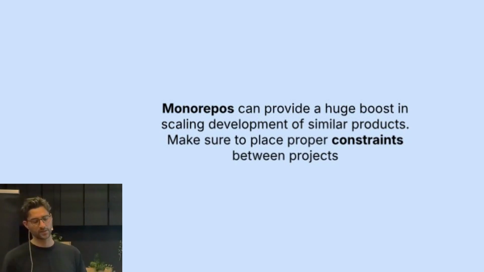Just make sure that if you adopt monorepo, you have a proper constraint in place so that you don't put too much effort on your CI. You know that the packages are properly split, for example, with TypeScript project references.